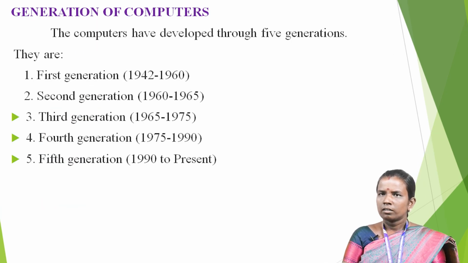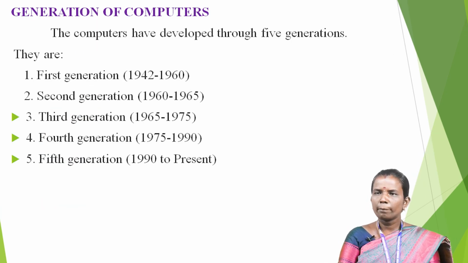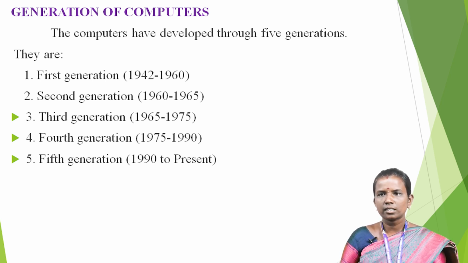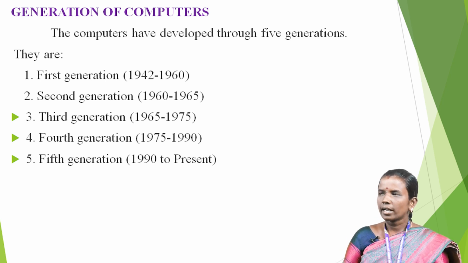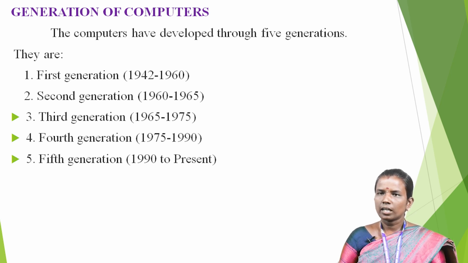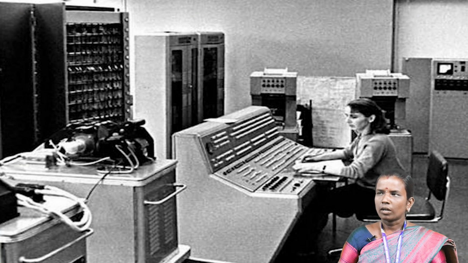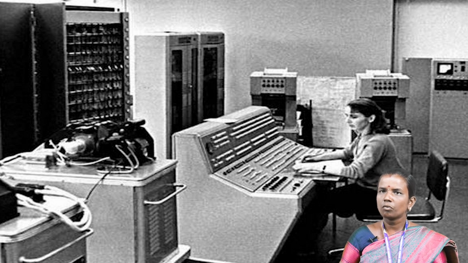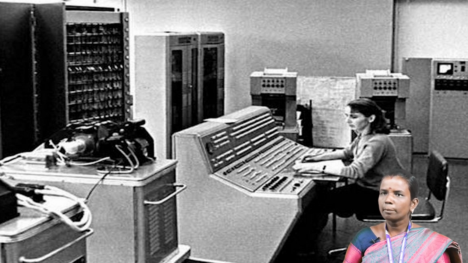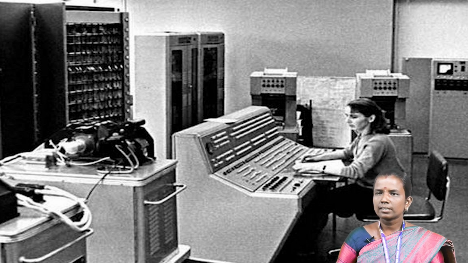The next one, generation of computers. The computers have developed through 5 generations. They are first generation 1942 to 1960, second generation 1960 to 1965, third generation 1965 to 1975, fourth generation 1975 to 1990, fifth generation 1990 to present. First one, the first generation. The first generation computers used vacuum tubes. Initially, for these machines, programs were written in machine code, but after 1950, assembly level programs were written. To convert assembly level programs into machine level, they used the assemblers.